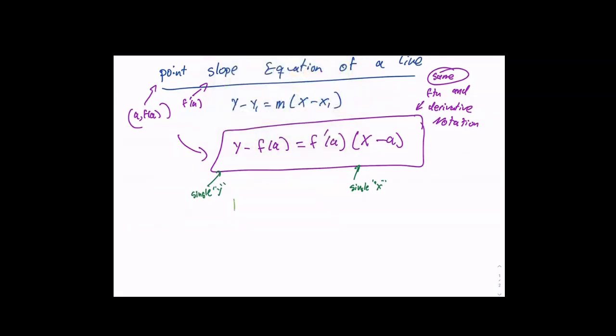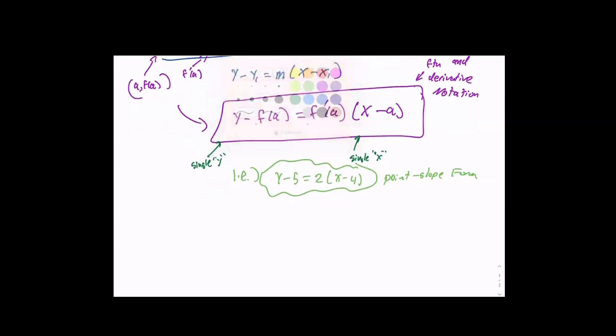So, y minus 5 equals 2 parentheses x minus 4. That's kind of how an answer looks, and this is an answer in point slope form.